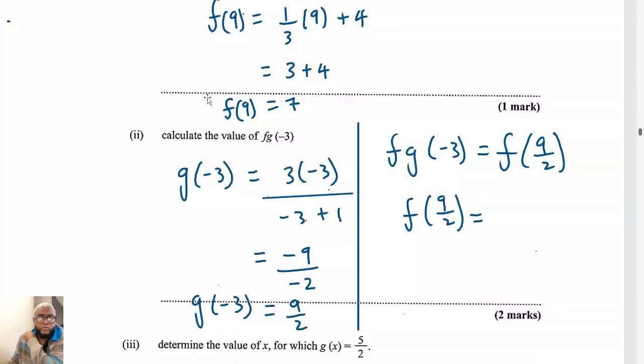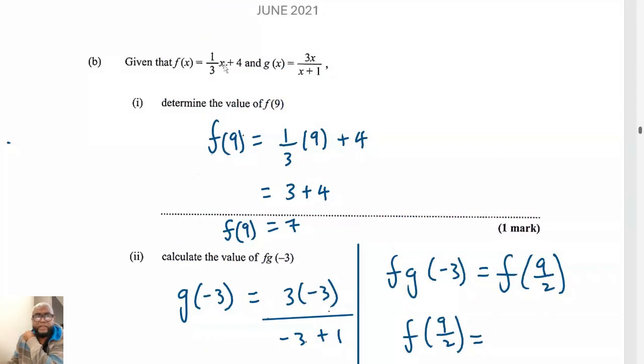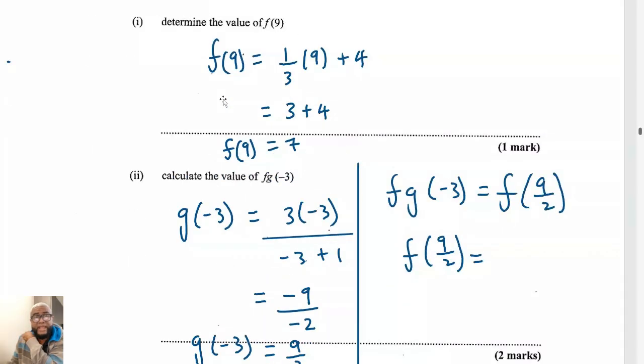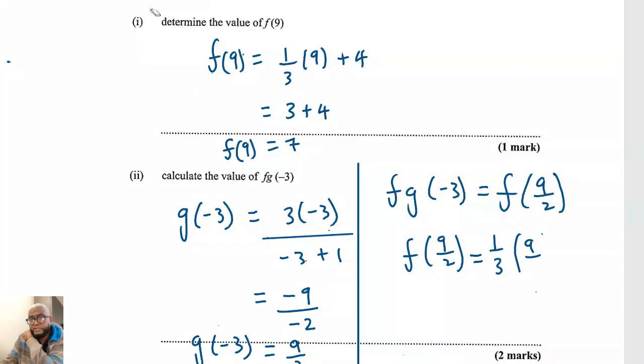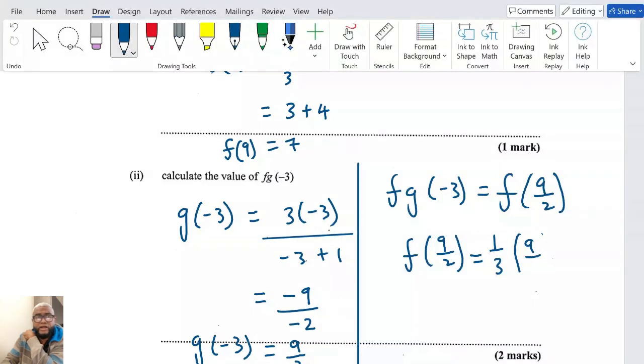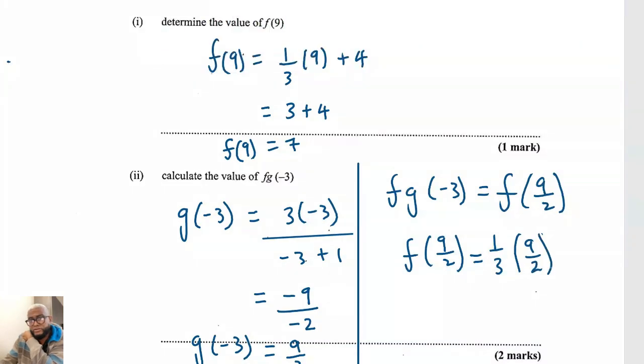Okay? So what is f of x? 1/3 x plus 4. So instead of putting x, we're going to put 9 over 2. So it's going to be 1/3 of 9 over 2, 9 over 2, not 9. 1/3 of 9 over 2 plus 4. Work that out for me.